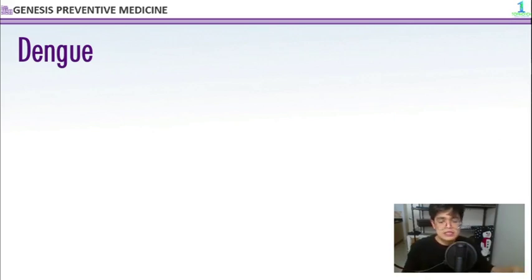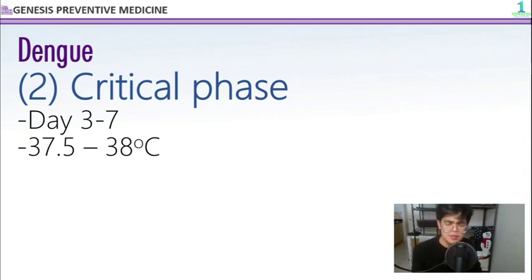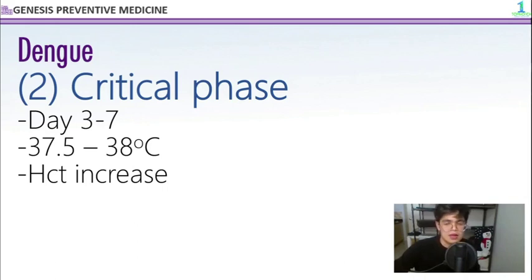So, next phase of dengue will include the critical phase, so called because critical complications can occur here, and most deaths from dengue shock, severe dengue, hemorrhagic syndrome can occur here. So it occurs on day 3 to 7. Temperature drops, no longer febrile, just a bit high at 37.5, 38 degrees Celsius. And a hallmark for the critical phase is the increase in hematocrit.